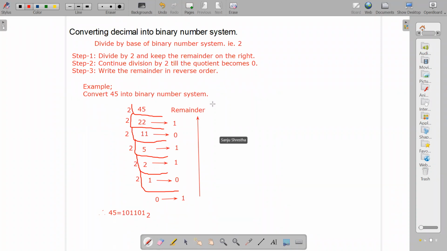Okay, I will show you one more example. There is another alternative method also. We will not do that, okay? Let's convert 61. I'm showing another example also for you. Convert 61 into binary number.